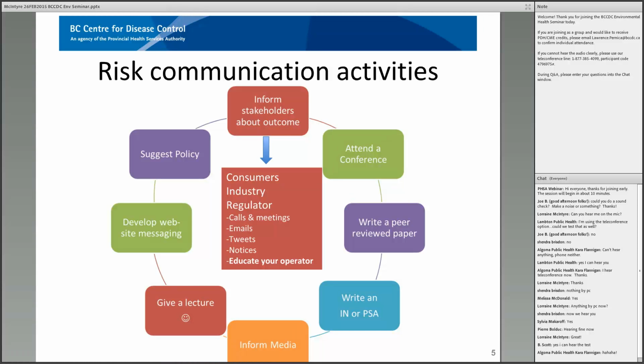But the other things we're asked to do here are INs or PSAs, and I'm not sure how your organization defines those, but for that, an issue note to management to give them a heads up about something, and a PSA for us is a public service advisory, and those often get posted onto our website.